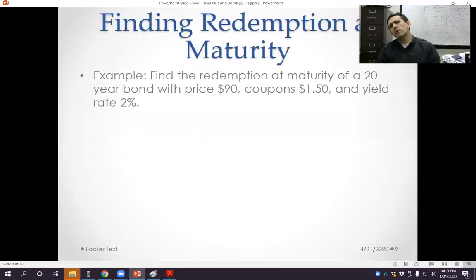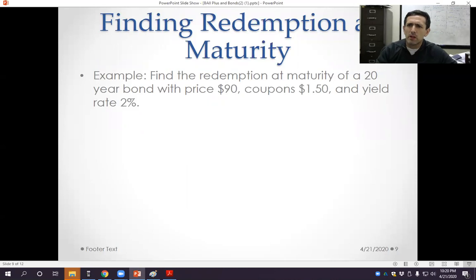Okay, so let's talk about finding redemption at maturity, and this is important for 4.1.15. And we'll do more examples kind of like this later in this video.